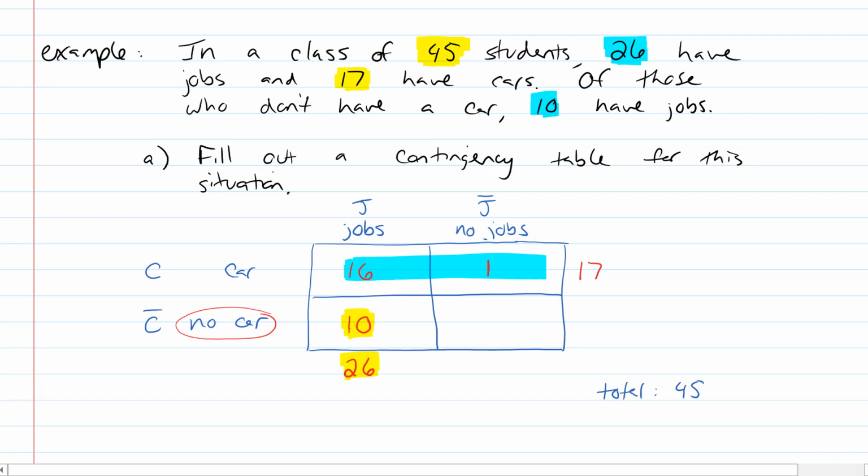And then the question becomes, what is the remaining blank in the table? And a couple of different ways to go. You could take the 45 students and subtract the 16, the 10, and the 1 in order to get 18.